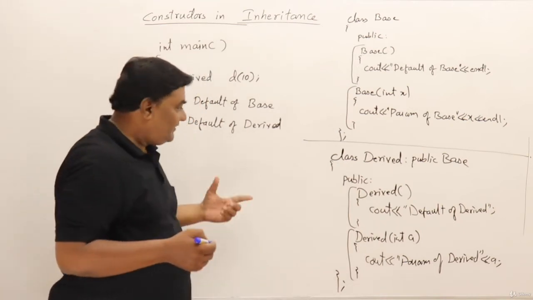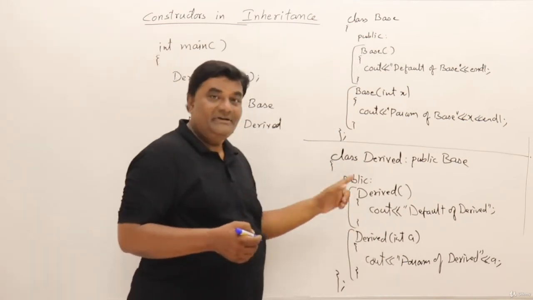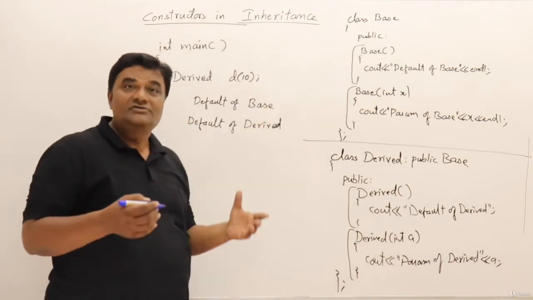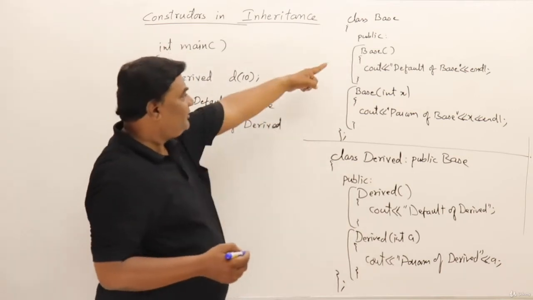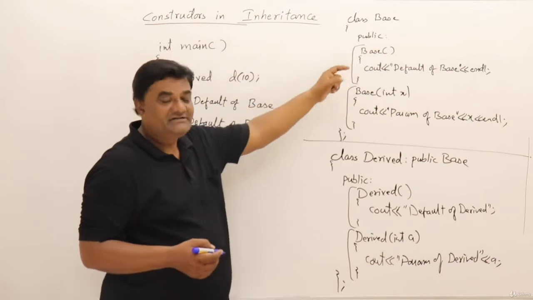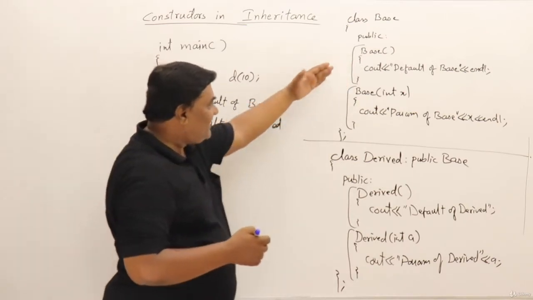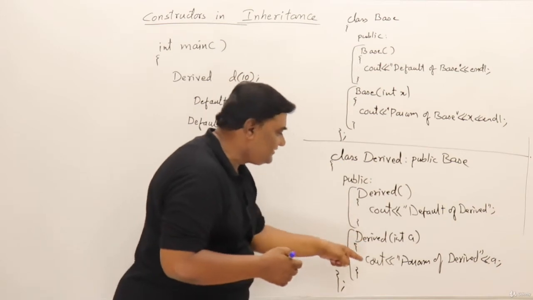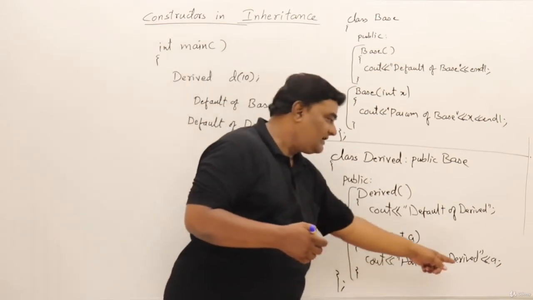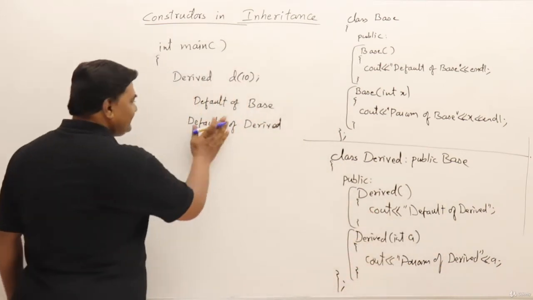Okay, but we know well that this will not execute first, the base class constructor will execute. So which one will execute? Again the default constructor is executed. This one is executed, so we'll get "default of base". Then after that it will come back and execute this one. So what will it show? "Param of derived" and A is displayed.